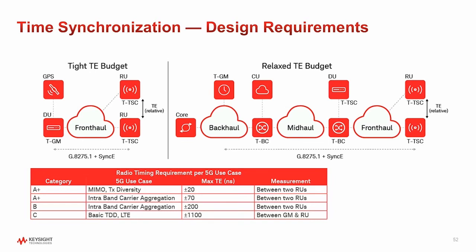Now, timing error is the amount of error that is introduced in the synchronization signal all the way from the signal source to the consumer of the signal. And this table that we see in the slide describes how the synchronization requirements are driven by what that 5G use case is, that is, what that radio is doing. For example, for a basic radio feature like TDD or LTE coordination protocol, the allowable time error is 1.1 microseconds between the grandmaster and the radio unit. And this is considered one of the relaxed scenarios.